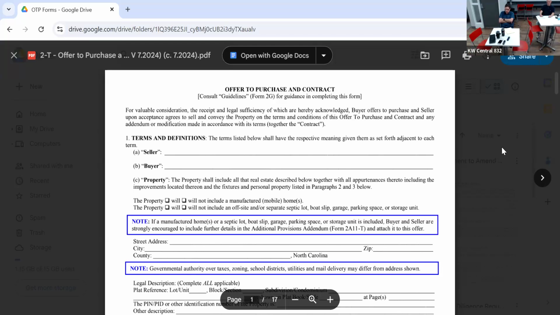If there's a manufactured home, this is where you would check that it will or will not. And then also off-site septic or separate septic lot. We don't have boat slips around here. I wish we did. So typically that answer is going to be will not, unless it is a property that has an off-site or separate septic lot.